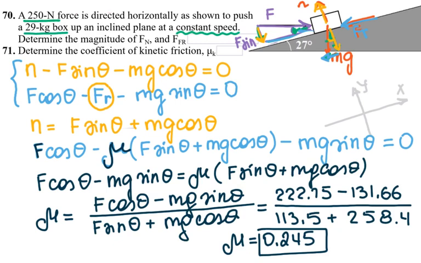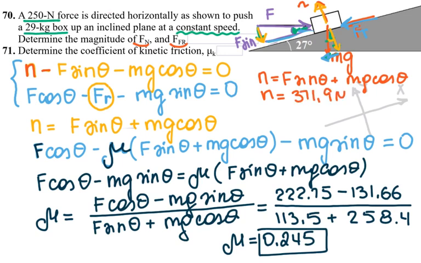And I forgot that they asked me about the normal force and the friction force. So my normal force, from the first equation, the normal force is equal to F sine theta plus mg cosine theta. So the normal force is equal to 371.9 newtons.